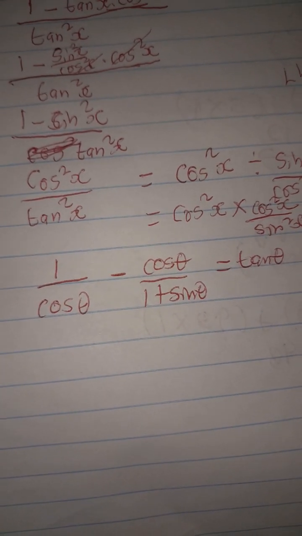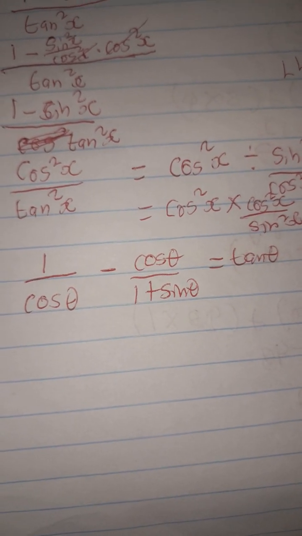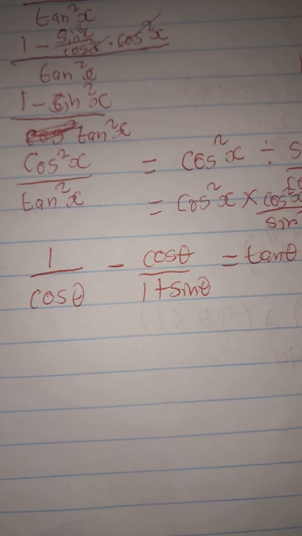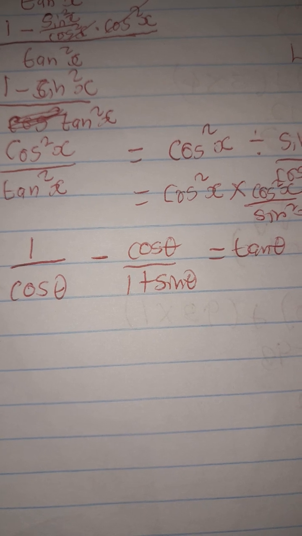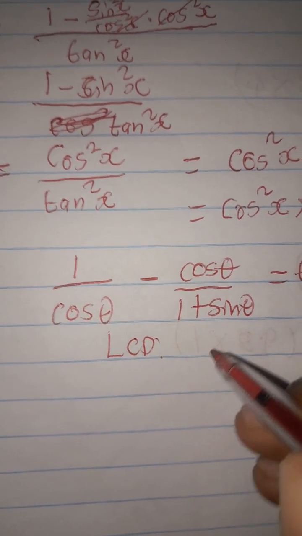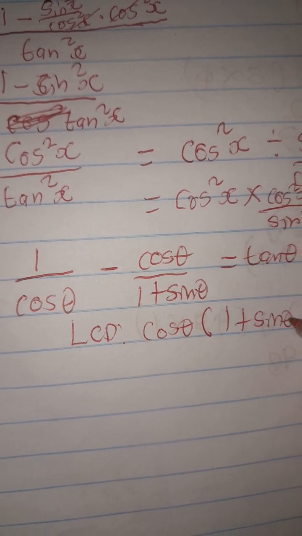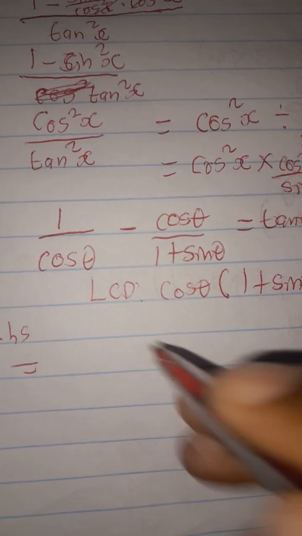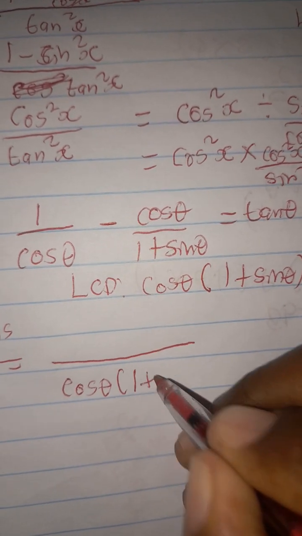We are given 1 all over cos theta minus cos theta divided by 1 plus sine theta. So here we are required to prove, right? Since we have unlike denominators, remember what I told you? When we have unlike denominators, it is important to find an LCD. So the LCD will be cos theta multiplied by 1 plus sine theta. We are working with the left-hand side. Under the denominator, we are going to put cos theta times 1 plus sine theta.